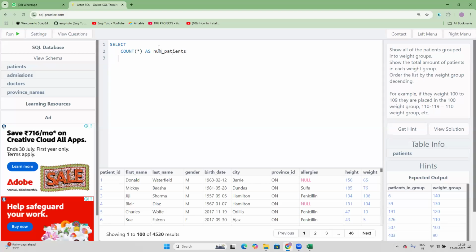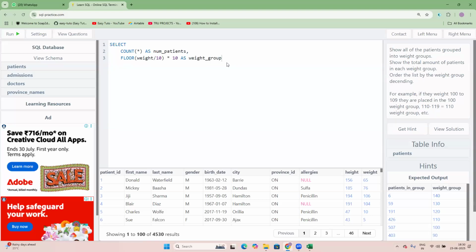Number two, now understand this logic. Number one, I'll do floor, then weight divided by 10, into 10, as weight group. I'll tell you what the logic there is.